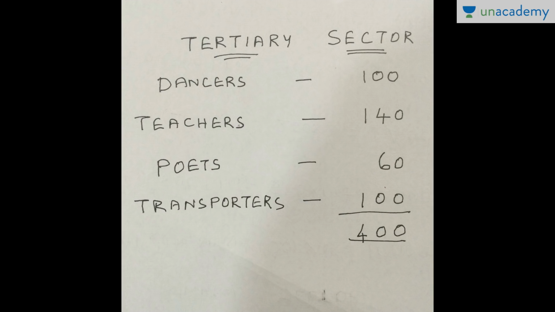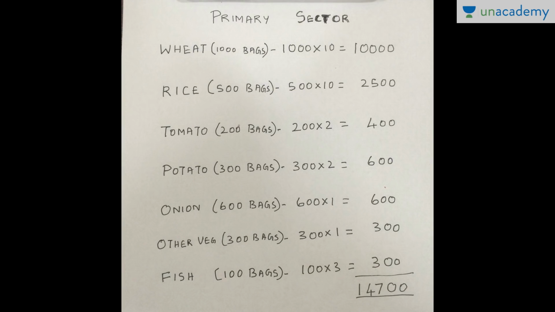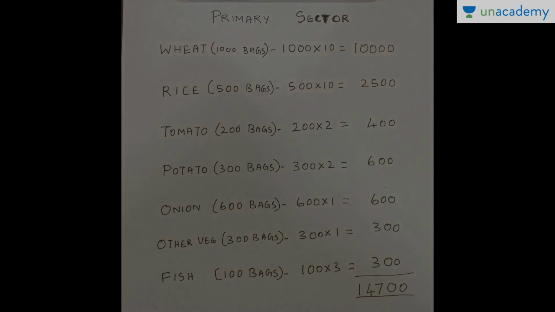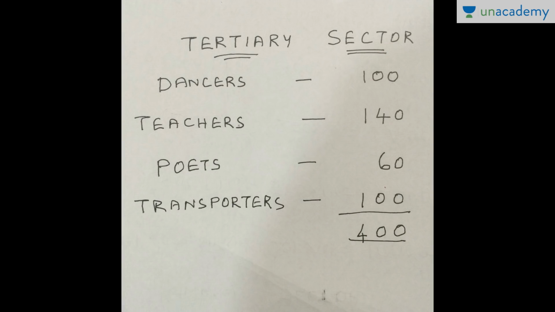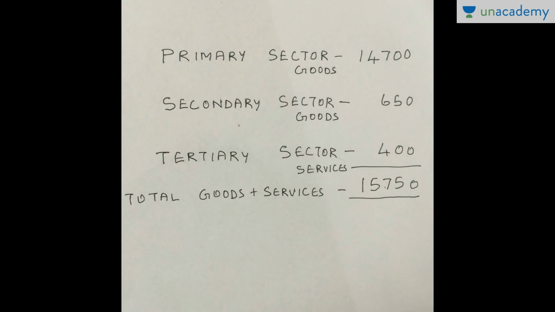Now, if we go back, primary sector, 14,700 silver coins worth goods were produced in that village in a specified time period. Let us assume the time period is 1 year. And secondary sector, 650 silver coins worth goods were produced in that village, and 400 silver coins worth services were produced in that village over a period of 1 year. Now, if you add, what are the goods and services produced? Primary sector goods 14,700, secondary sector goods 650, then tertiary sector 400. Total is 15,750, the value of total goods and services.